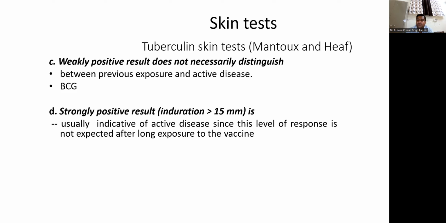If the induration is more than 15 mm, it is usually indicative of active disease, since that level of response is not expected after long exposure to the vaccine or in mild diseases. It is an active disease which is causing so much induration after 48 hours, that is, more than 15 mm.